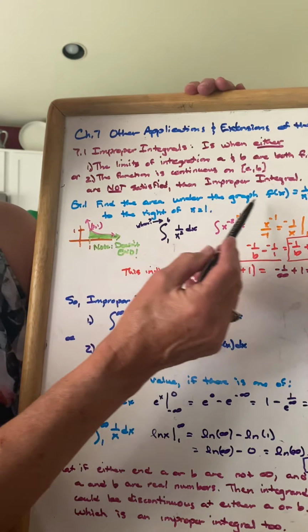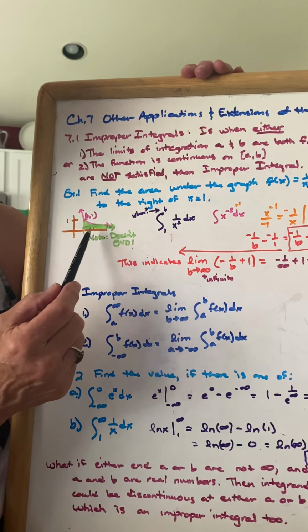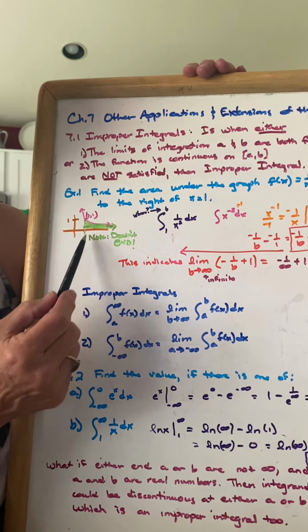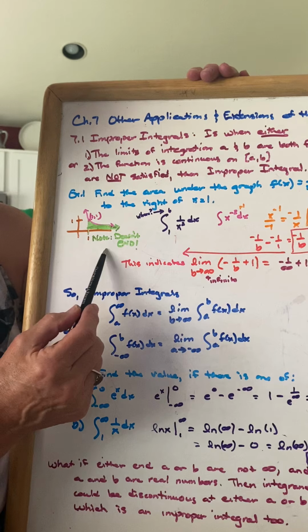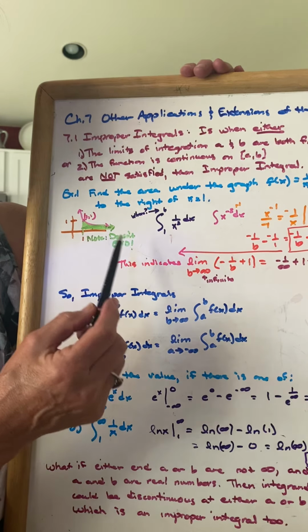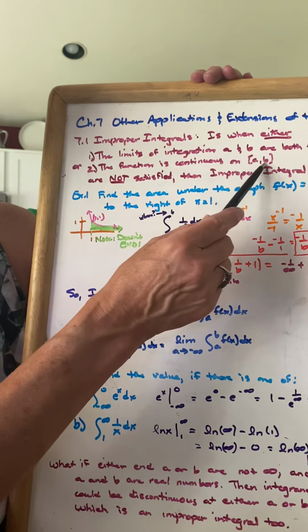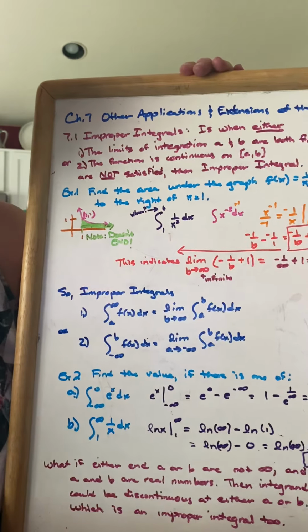Find the area under the graph of f of x equals 1 over x squared, to the right of x equals 1. So the first thing I did was draw a picture. Here's 1. Well, 1 over x squared is a nice little curve that goes down, and to the right of 1 it goes on to infinity. Does it ever end? It never ends. So it goes on and on. Is it continuous? It's a continuous curve, but it never has a finite stopping point on both sides.